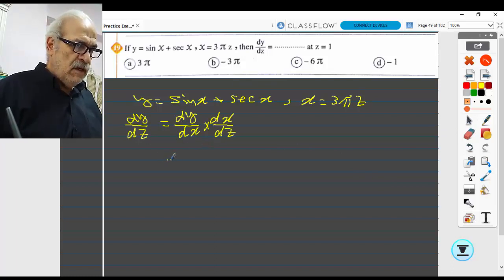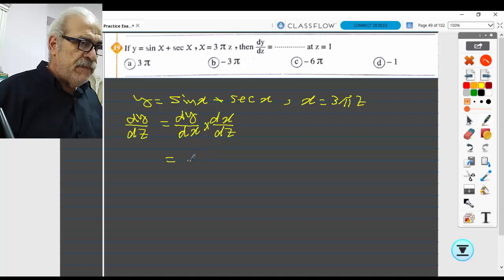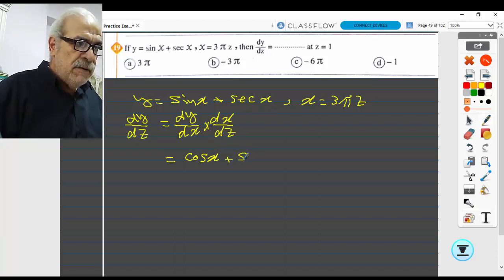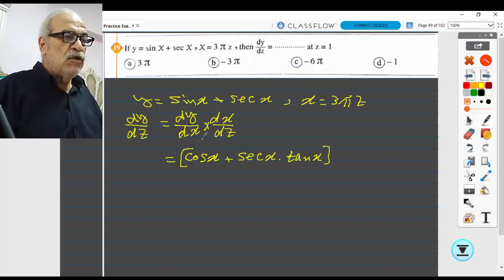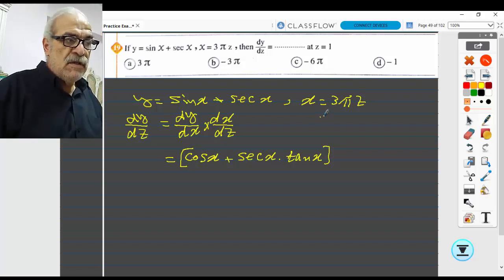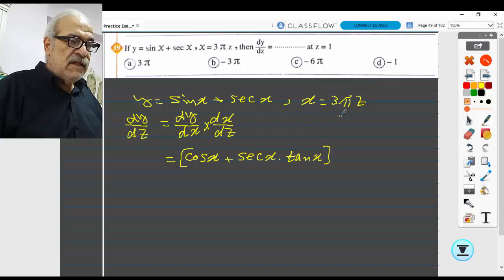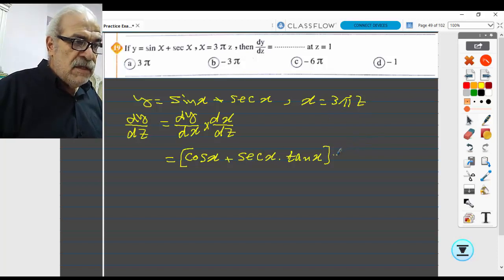Okay, equals dy dx is cosine x plus the derivative of sec is sec tan, sec x dot tan x. Okay, it is dy dx dot dx dz. We have x equals 3 pi z. 3 pi is a constant, so dx dz equals 3 pi.